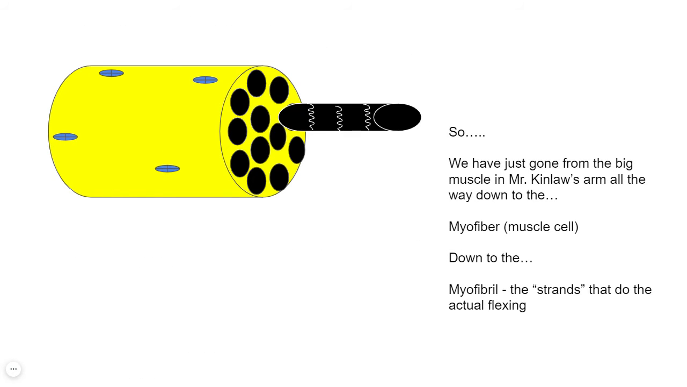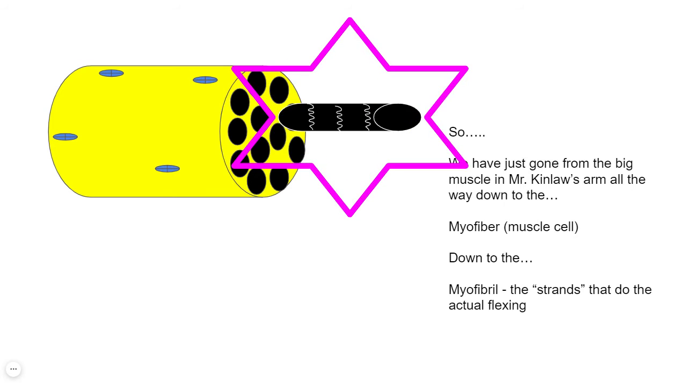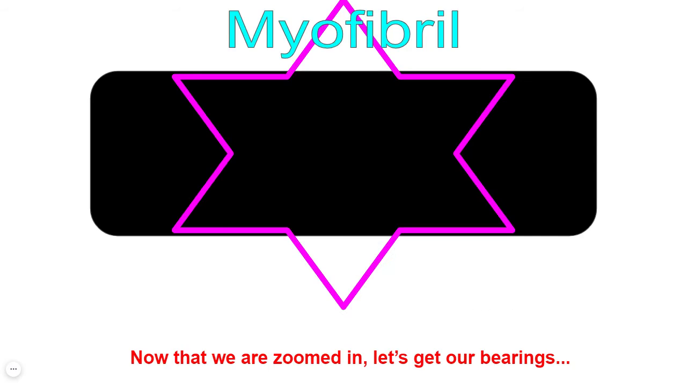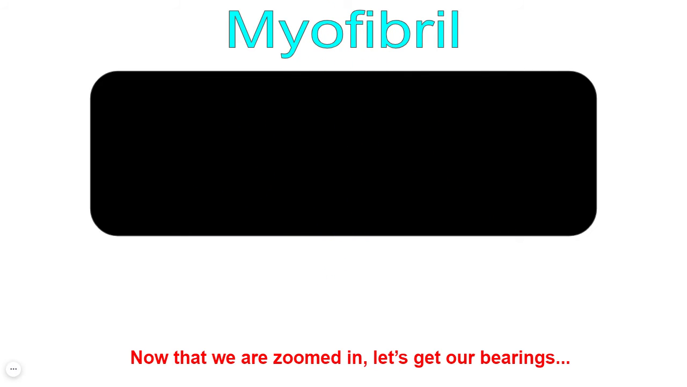So let's review for a second. We've just gone from my massive bicep muscle. We sliced it in half. We have a myofiber cell, and now we're down to the myofibril, which are the strands that do the flexing. Okay, now we're going to zoom in a little more on the myofibril here. So bear with me. There we go.